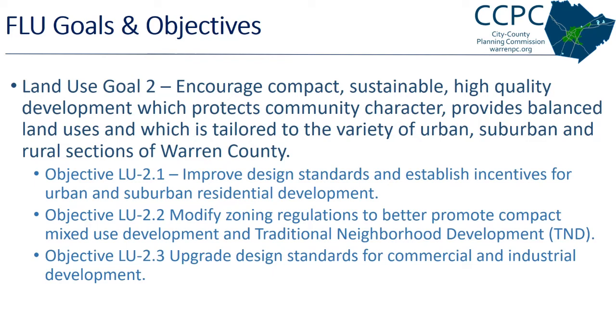Improving design standards, establish incentives for urban and suburban residential development. That's mostly done through development plan conditions, formerly known as binding elements. Modify our zoning regulations to better promote compact mixed-use development and traditional neighborhood development. Focus a lot on mixed-use development. Certainly seeing a lot more of that here lately. Traditional neighborhood development would be building new stuff like the old. So think areas of downtowns, more front porches, more sidewalks, more mixed use. You can walk within walking distance of commercial centers, those types of things. Upgrade design standards for commercial industrial development. Again, that's mostly done through development plan conditions or binding elements.